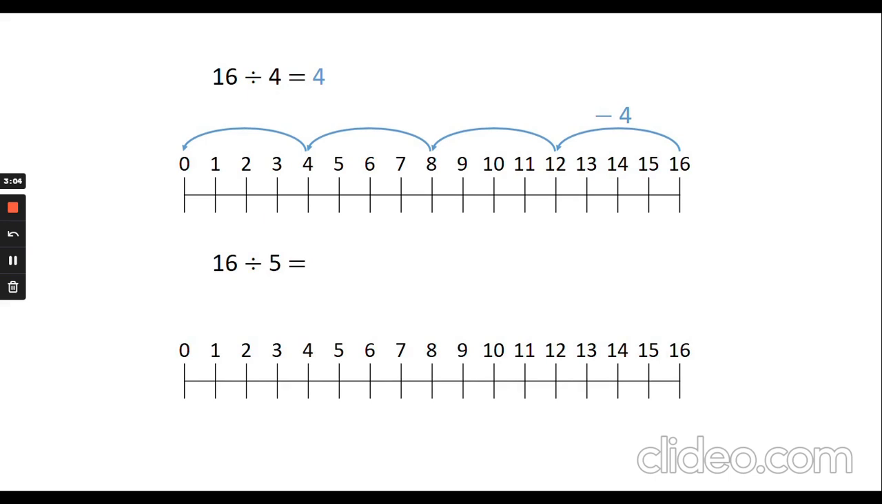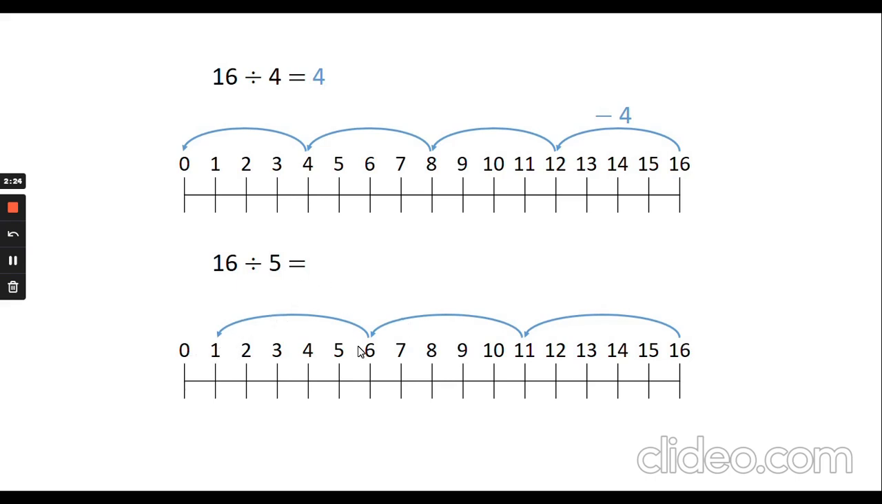So again, I've got my number line 0 to 16 because 16 is my total number. And this time we're going to be jumping back in 5s. So I need to start by taking away 5. 16 take away 5, I land on 11. I'm going to jump another 5 numbers and land on 6. Another 5 and I land on 1. Now, I have not landed exactly on 0. And I can't do any more jumps because they have to be jumps of 5.